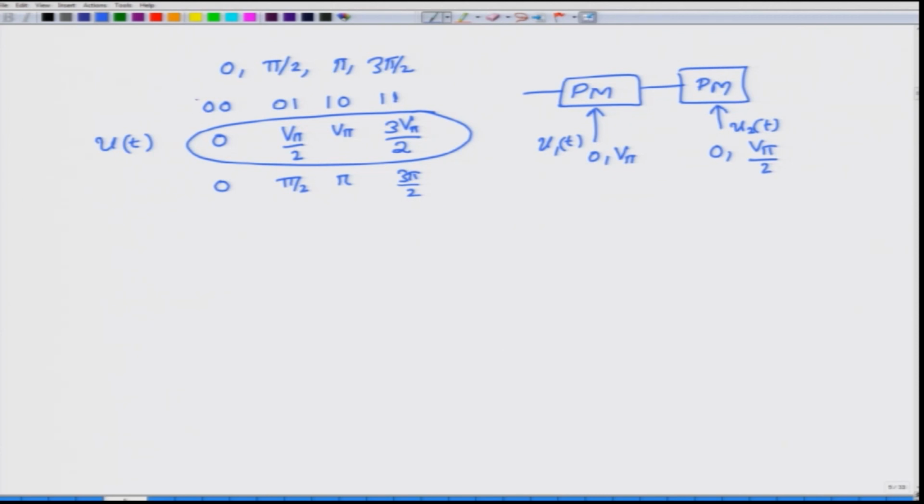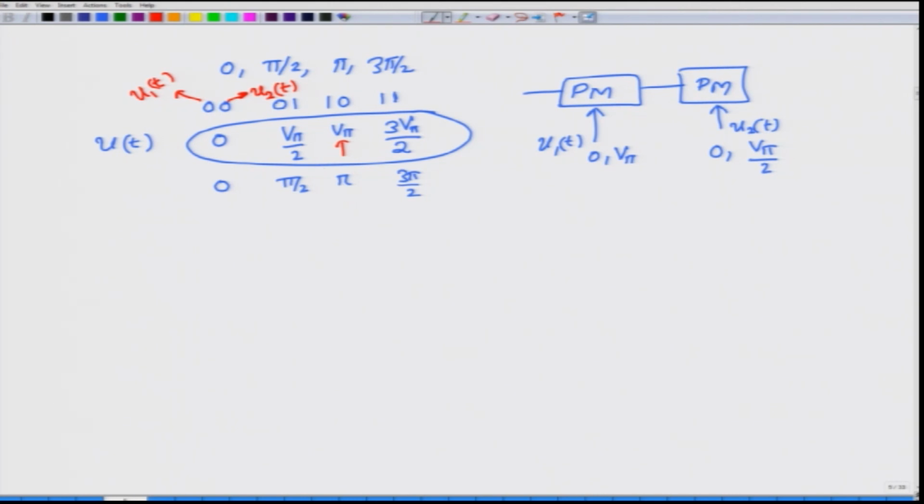right. So, the first symbol can be set by u1 of t, the second symbol can be set by a different signal u2 of t. u1 of t goes to the first modulator, u2 of t goes to the second modulator. So, now you can see when u1 of t is 0 and u2 of t is 0, the output phase will be 0. When u1 of t is 1 while u2 of t is 0, you will get this V pi, and therefore, the phase shift will be pi and so on.